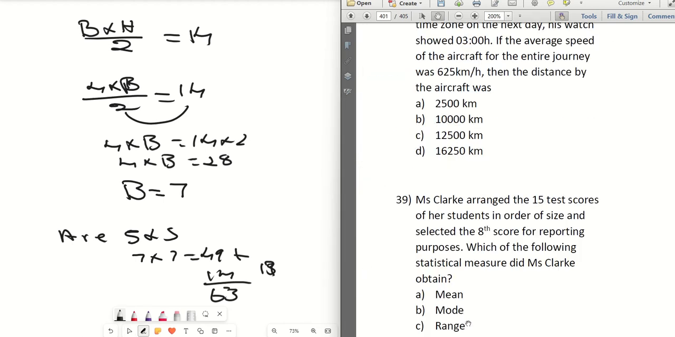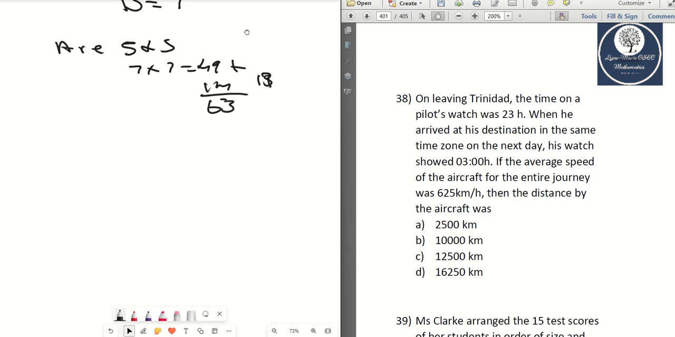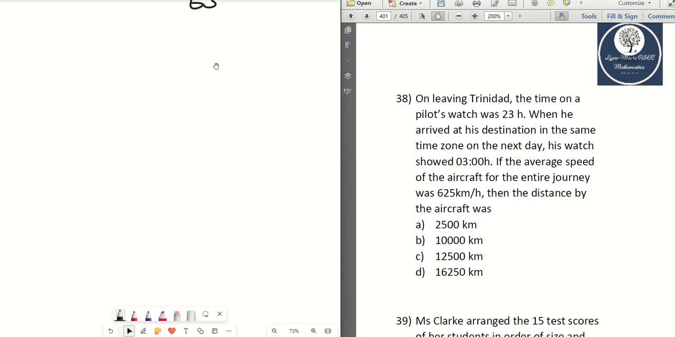All right, let's look at 68. On leaving Trinidad, the time on the pilot's watch is 23 hours. When he arrives at his destination the next day, his watch reads 3 hours, or 300. If the average speed of the aircraft for the entire journey is 625 kilometers per hour, then the distance of the aircraft is.